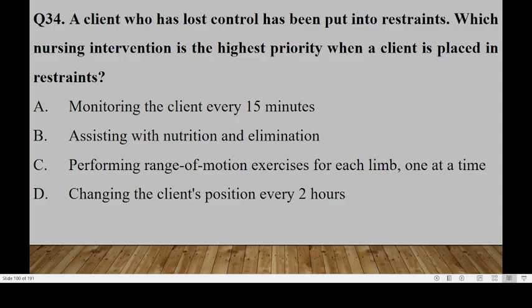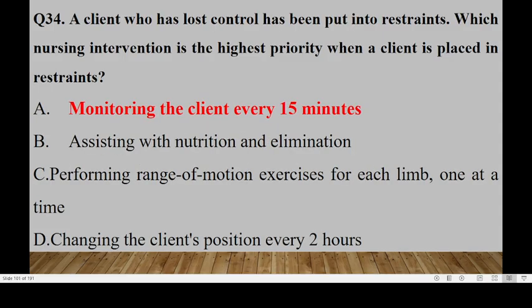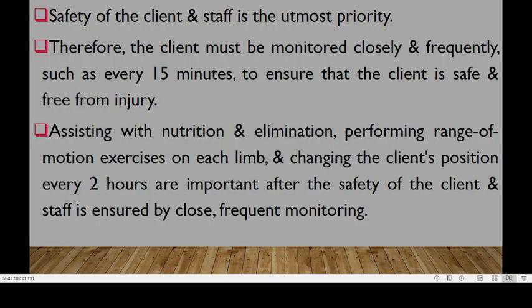A client who has lost control has been put in restraints. Which nursing intervention is the highest priority when a client is placed in restraints? Monitoring the client every 15 minutes. Safety of the client and staff is the utmost priority. Therefore, the client must be monitored closely and frequently, such as every 15 minutes, to ensure that the client is safe and free from injury.